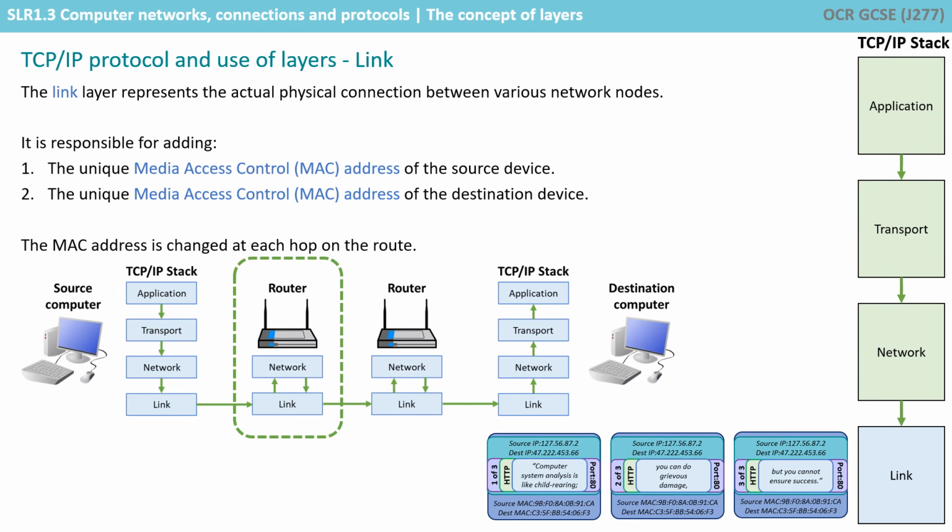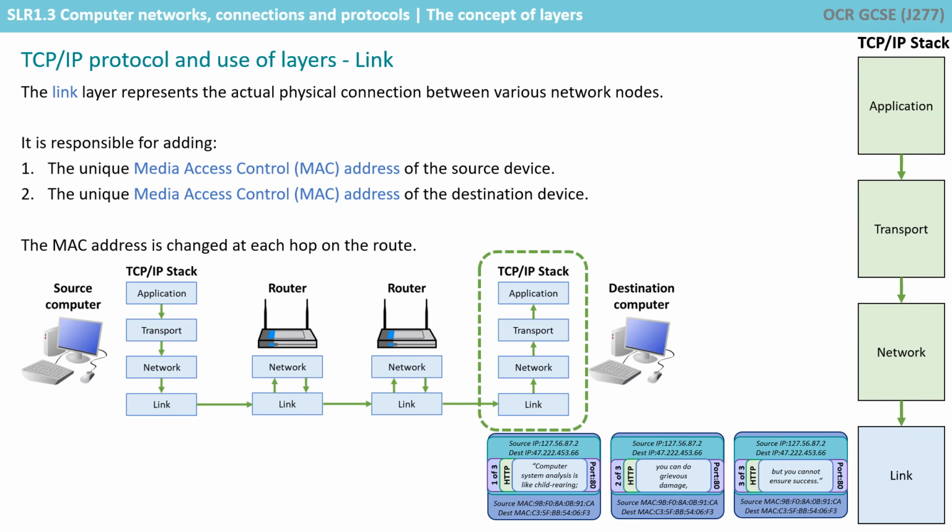The router will strip off the outer layer of the packet and pass it up to the network layer. The destination IP is still set to the location of the final computer, but this current router at this point will need to decide where this packet needs to go. Well, it needs to go to this router. So it adds its own MAC address and destination address, wraps it back up and passes it on.